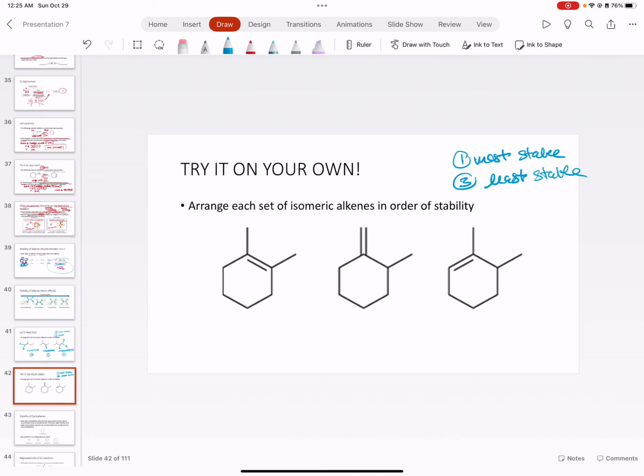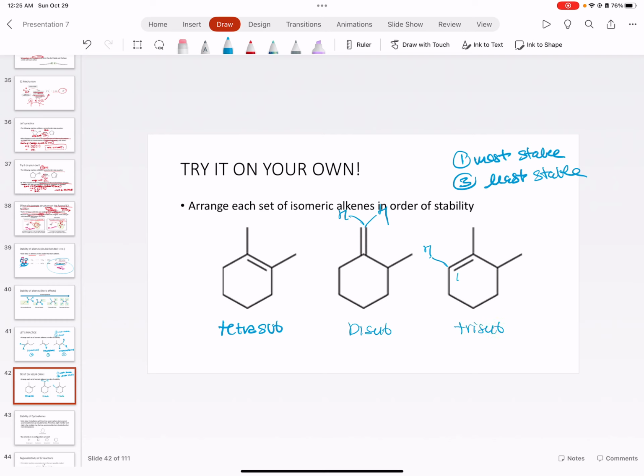Okay, so we're just gonna identify in here. This one's pretty nice. We have a tetra. In here we have a 1, 2. We have a di sub, tetra sub. And then in here we have 1, 2, and 3. We have a tri sub.